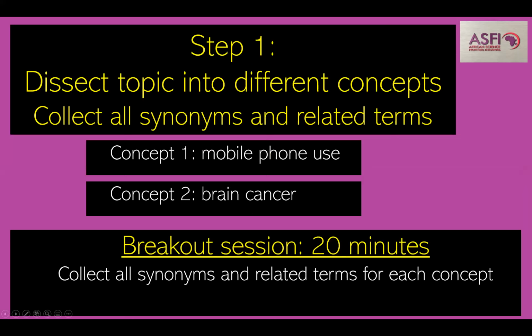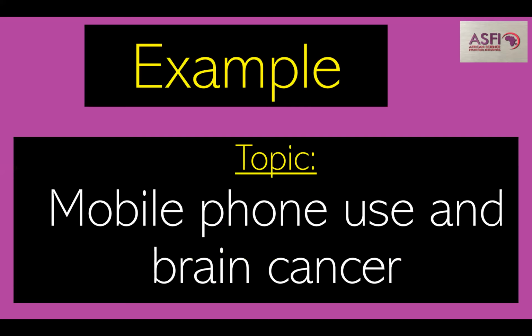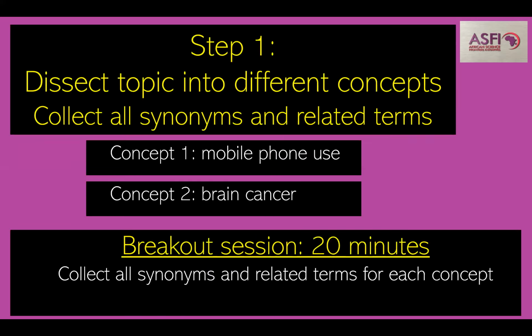So step one, as I've said, dissect the topic into different concepts and collect all synonyms and related terms too. You see here, there are two really big concepts, mobile phone use and brain cancer. Sometimes in some topics, and when we do the systematic review course, some of them are complicated. They may have up to 5 concepts, 4 concepts, 3 concepts. But this is quite simple because that's only 2 concepts. The first concept is mobile phone use. The second concept is brain cancer. All right. So you see what I've said?